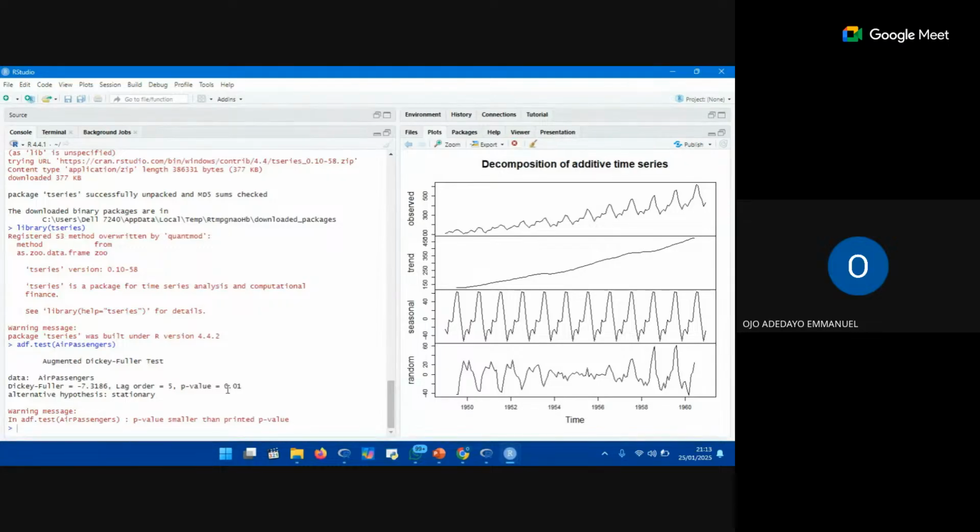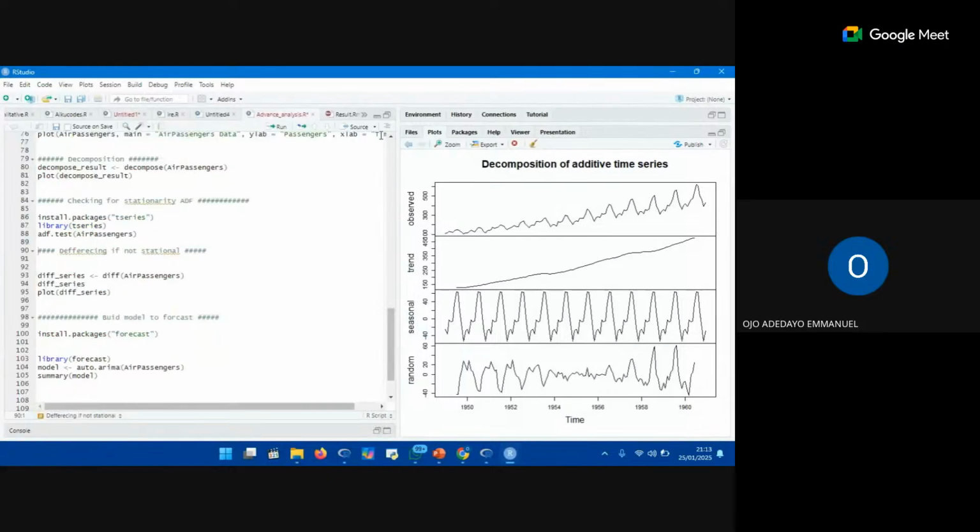Now, if you look at your p-value here, the p-value is 0.01, which is less than the alpha value, which is 0.05. So that means that we are going to reject the null hypothesis and conclude that the data is stationary. So this data that we are using is stationary. So what if it is not? Then we use what we call differencing. That is when we're talking about the backward difference the other time.